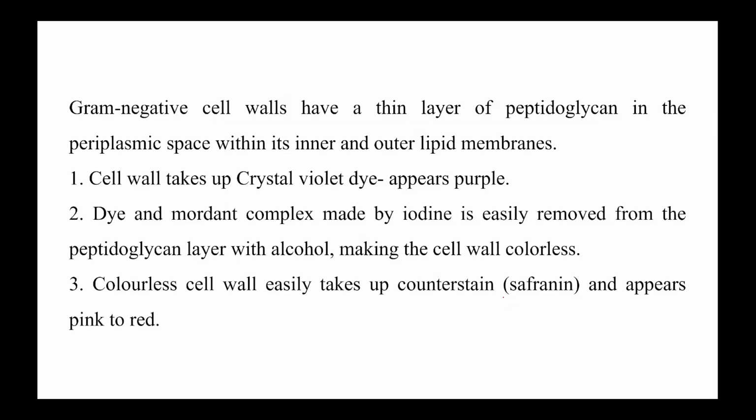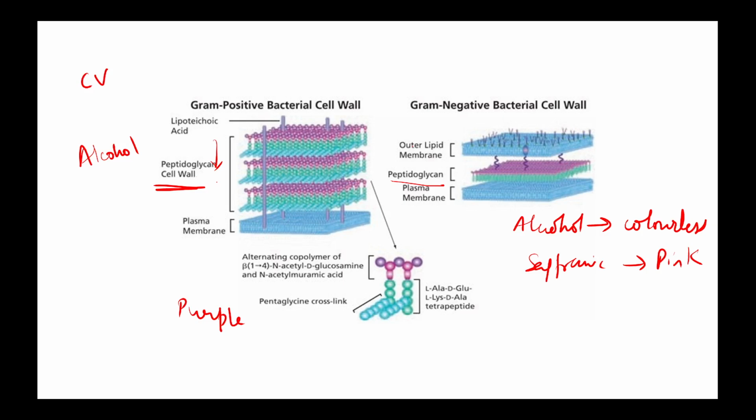Okay, so gram negative cell walls have a thin layer of peptidoglycan in the periplasmic space between the inner and outer lipid membranes. So cell walls take up the crystal violet dye and appear purple. Then the dye and mordant complex made by iodine is easily removed from the peptidoglycan layer with alcohol, making the cell wall colorless. And then this colorless cell wall easily takes up the counterstain, that is safranin, and it appears pink to red.